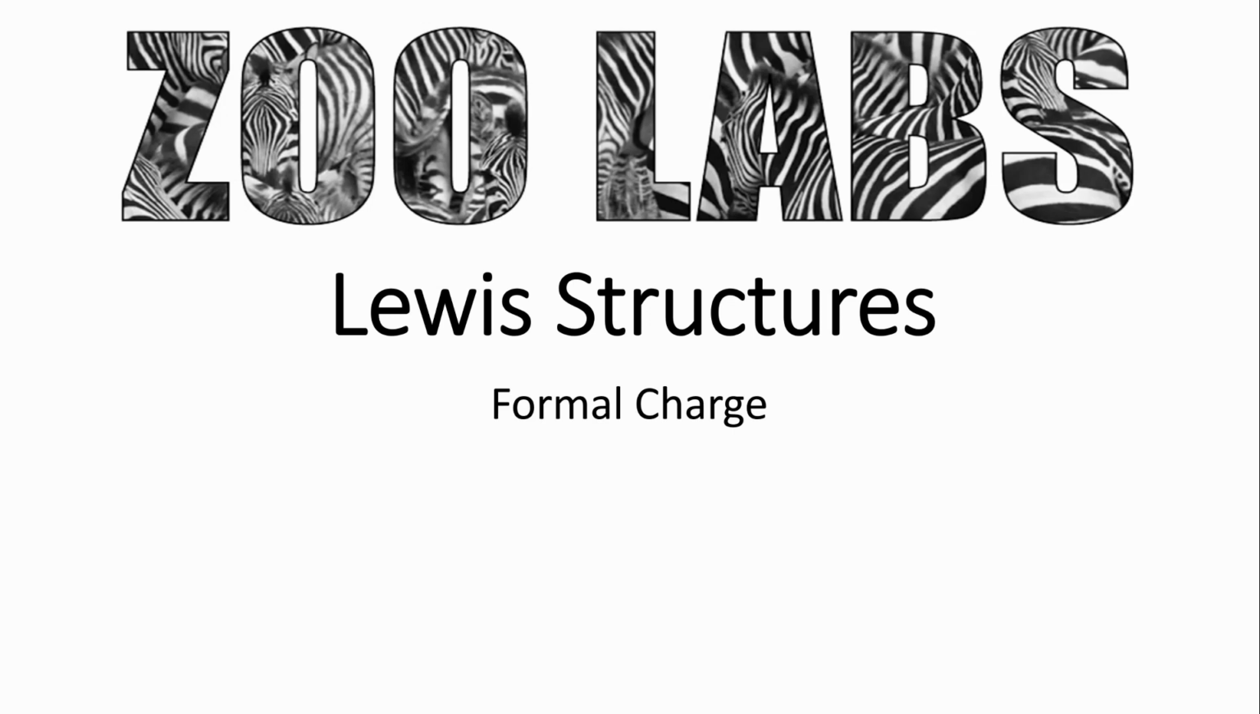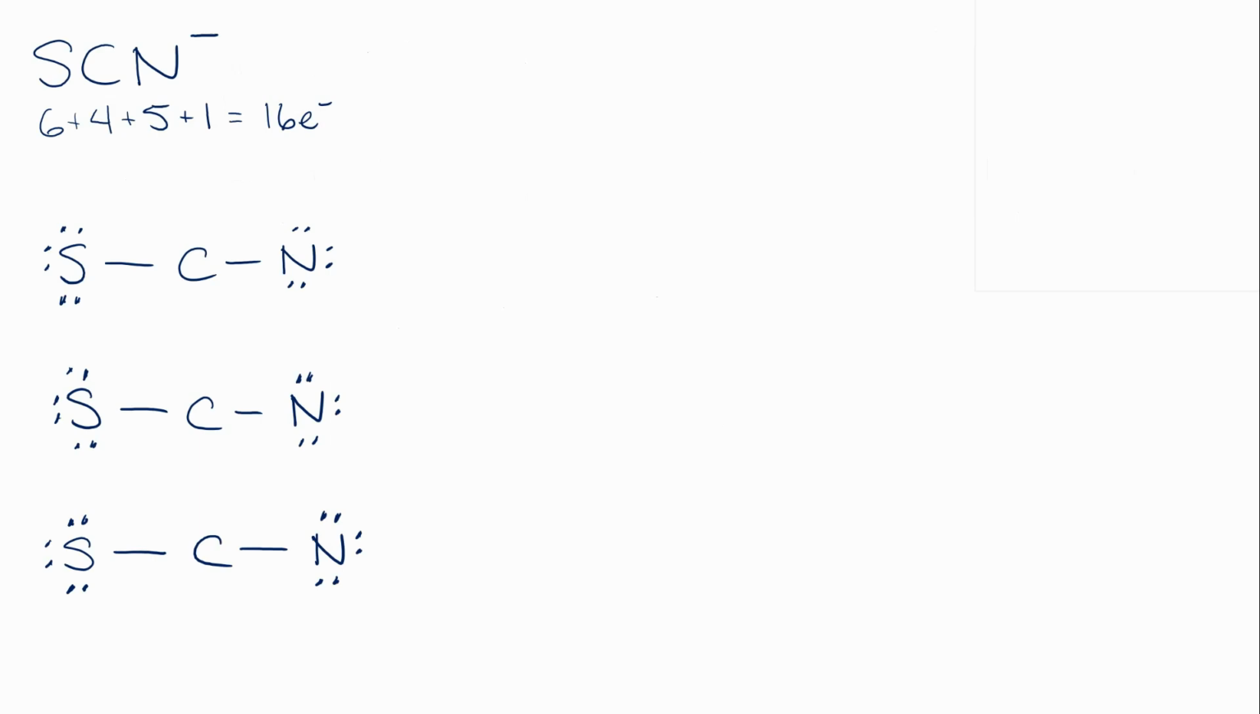Formal charge is a concept that can be used to identify which Lewis dot structures are the best or represent the lowest energy or most stable forms of a molecule. So in this example, I'll be using thiocyanate, SCN-, which has 16 electrons. Carbon is going to be the central atom, it's the least electronegative, and we put the sulfur and the nitrogen around the outside, and we dump a bunch of electrons in.